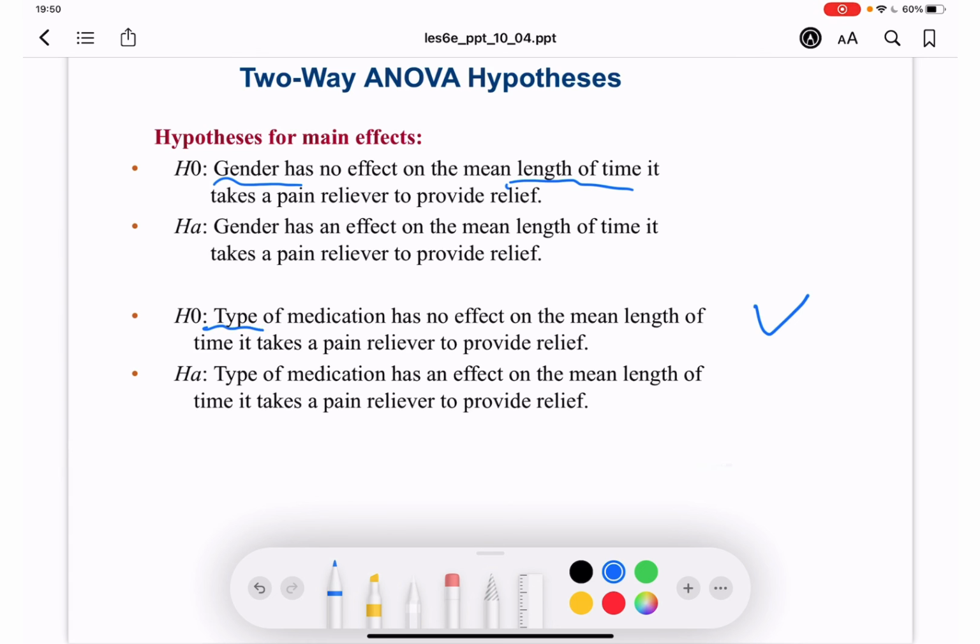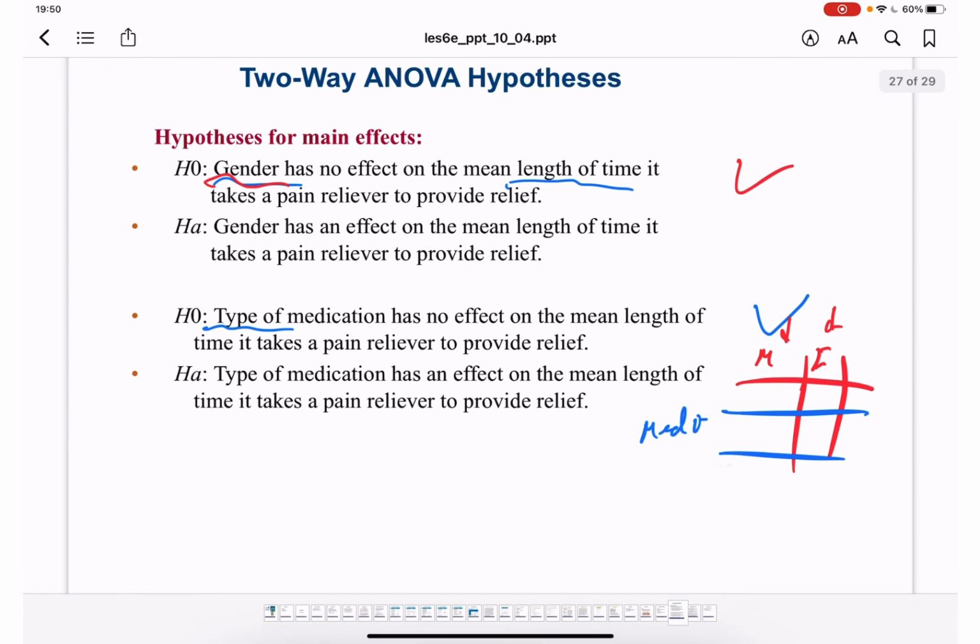So this is type of medication. In the previous hypothesis, we used gender. That was in columns, right? Gender, male and female, so those were columns. But now we are going to look at rows, which is going to be medication, and how it's affecting. So type of medication has no effect on the mean length of time it takes a pain reliever to provide relief. And the alternative: type of medication has an effect.